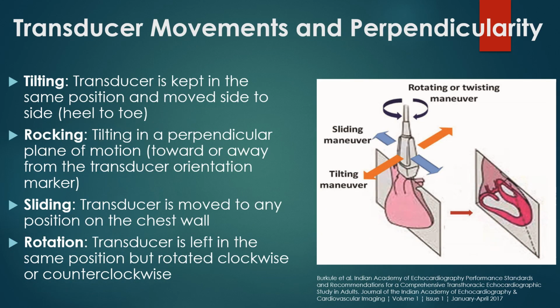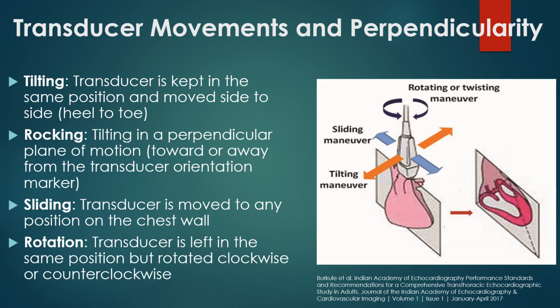Transducer movements are all related to getting perpendicularity to the object, region, or structure of interest. Tilting: the transducer is kept in the same position and moves side to side or heel to toe. Pretty much the transducer is kept in the same place on the chest and moves side to side to allow other planes in the same axis to come into view. Rocking is tilting in a perpendicular plane of motion toward or away from the transducer orientation marker, or the little dot, or the OM, or line, or whatever you want to call it.